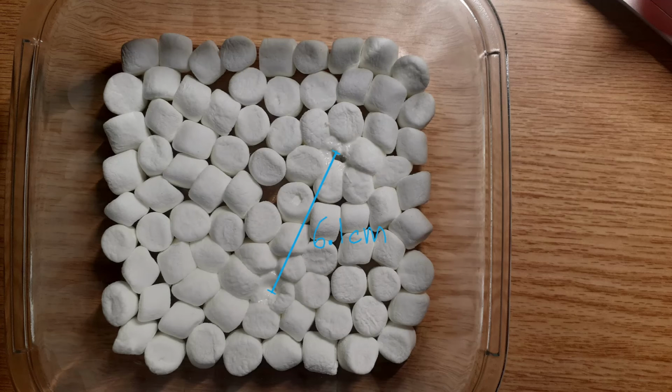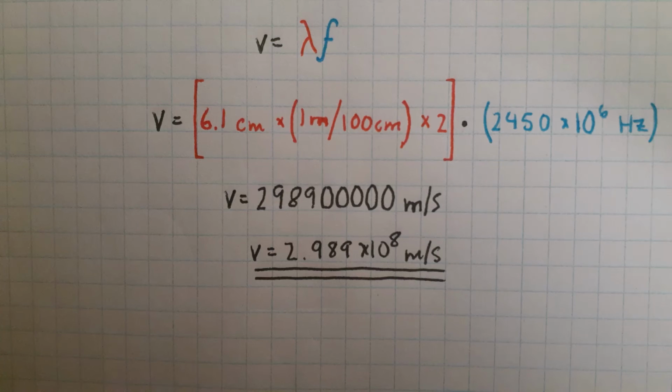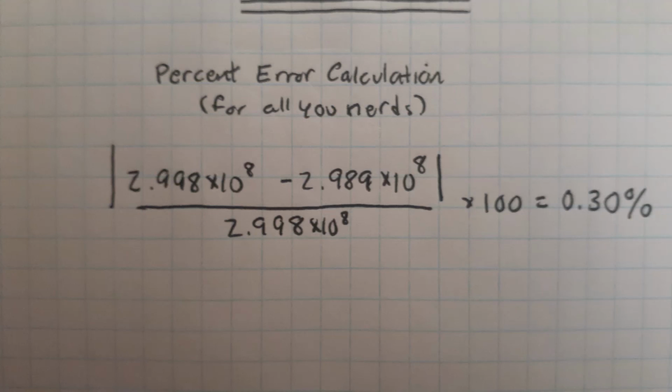Alright, so measuring that, I get a distance of roughly 6.1 centimeters, and then plugging everything in and solving for speed in meters per second, I get a speed of 2.989 times 10 to the 8th meters per second. If we compare this number to the actual speed of light, which is 2.998 times 10 to the 8th meters per second, we get a percent error of less than 1%. Now, I'm too lazy to figure out the uncertainty of that, but I'd say it's a pretty good estimate for using marshmallows.